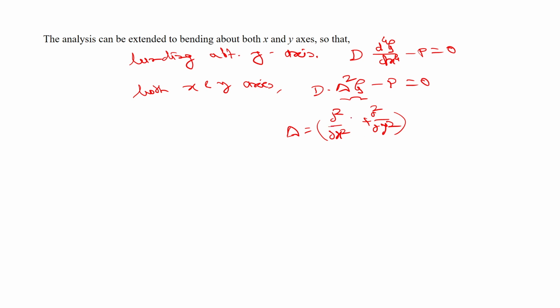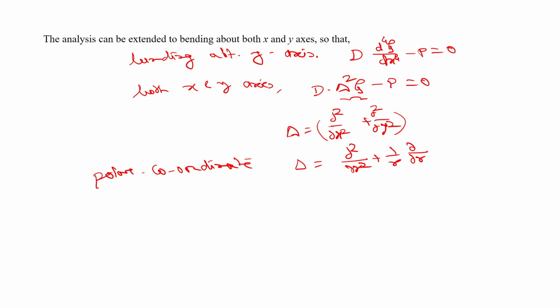So, this is the way it is, and if it is not rectangular, let us say it is a polar or cylindrical coordinate, then this term will be equal to ∂²/∂r² plus 1/r ∂/∂r, okay. That is the way it will be there.